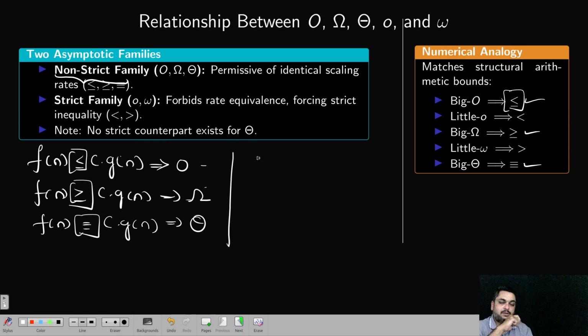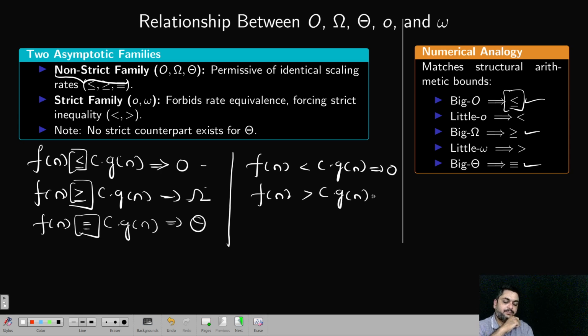Now when it comes to little notations, if f of n is strictly less than c into g of n, then I have little o notation. If f of n is strictly greater than c into g of n, we have the little omega notation. Now theta, this is big theta. Theta implies what? It is O of g of n and omega of g of n exists.